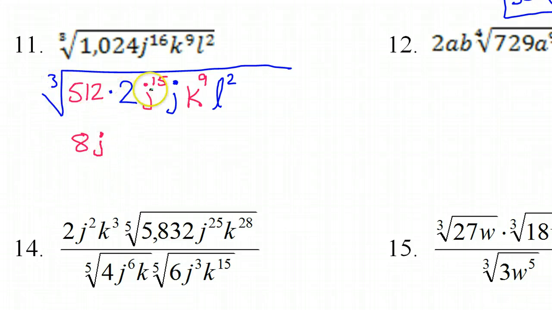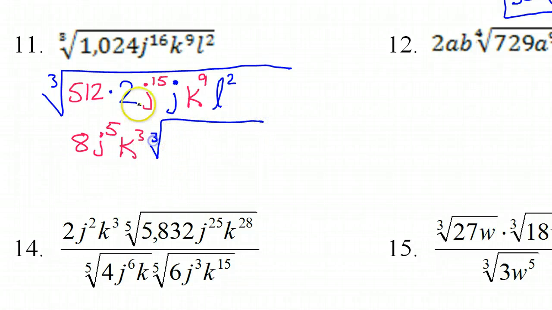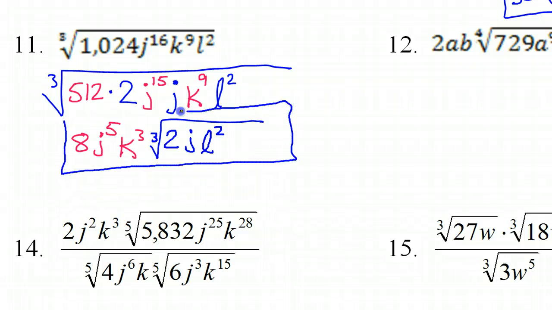Now this j, we divide, so this will be j to the 5th power. And then k, this will be k to the 3rd power, because again I divide. So that's the pink stuff. Now the blue stuff just stays like it was. So cube root of 2j L squared. So that will be your final answer.